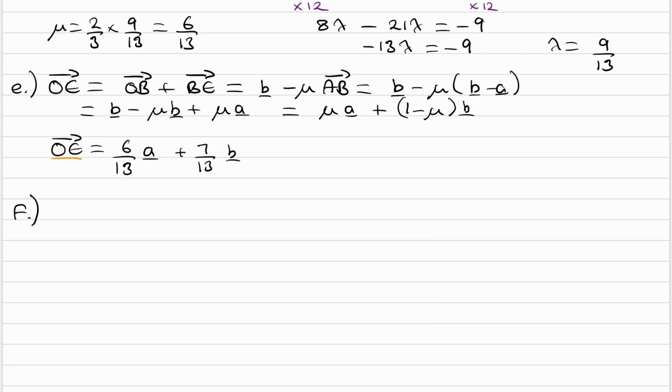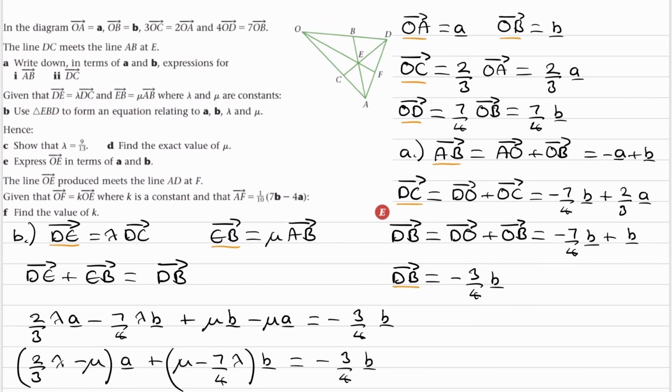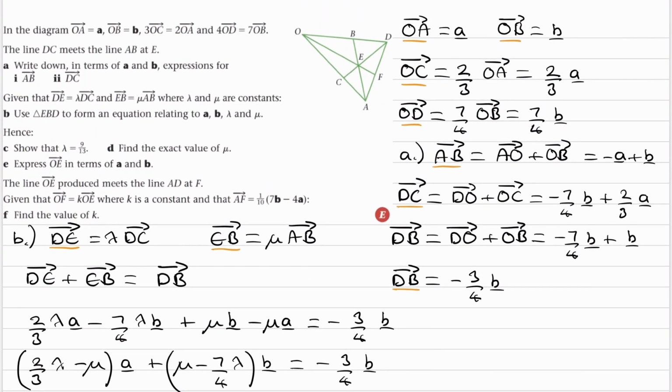So on to part F. So we are told that the line OE produced meets the line AD at F. So continuing this line OE meets AD at point F. And then we're told that O to F is equal to KOE, which should make sense. O to F is a scalar multiple of O to E. They're parallel. And we're told what A to F is as well. That's this vector here. We're trying to work out what K is.